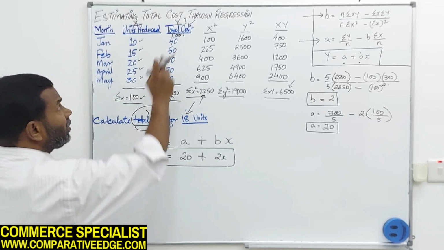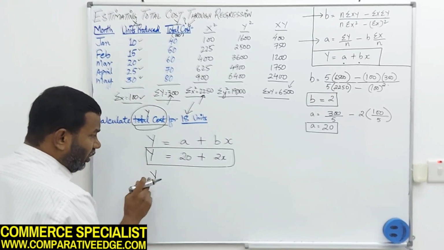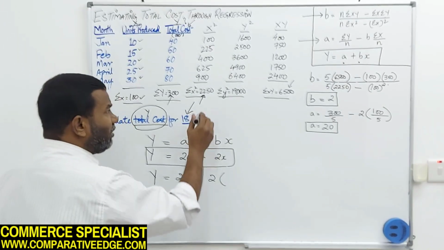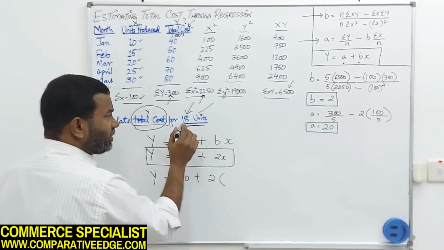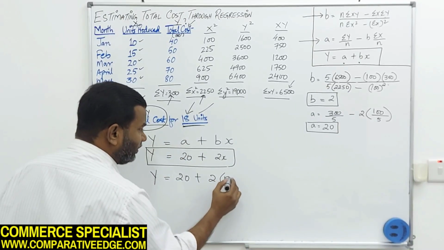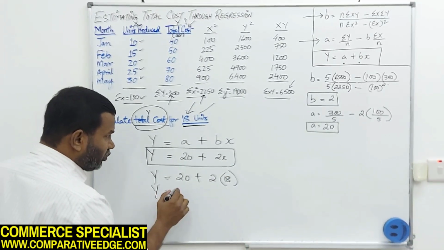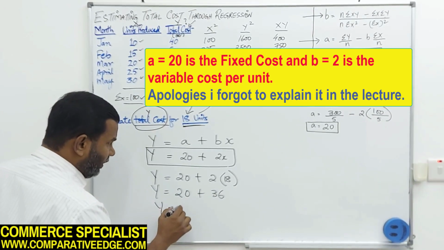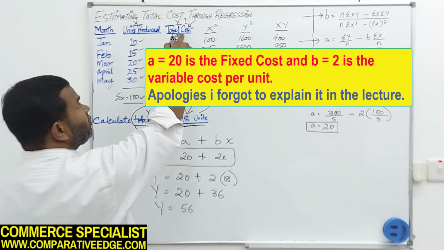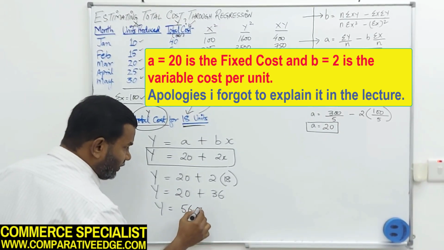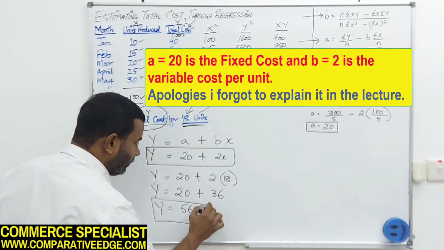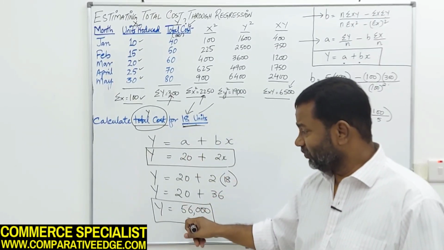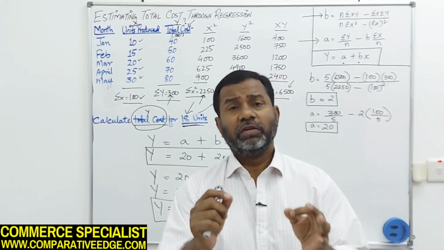Remember, Y is the total cost. So we are trying to find the total cost, which is Y, is equal to 20 plus 2 into how many units? This is the amount. You just insert this as X, which is 18. So your Y will be 20 plus 36, so your Y will be 56. Now remember, this total cost is in 1,000, so it will be 56,000. In other words, if the company intends to make 18 units, they should have a budget for total cost of 56,000.